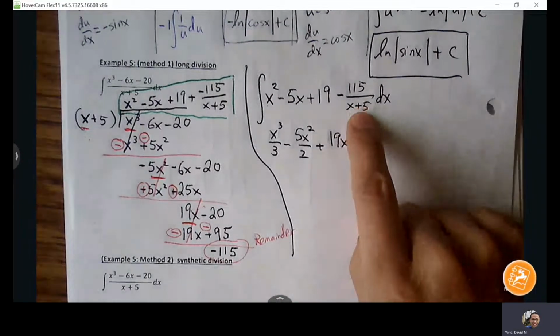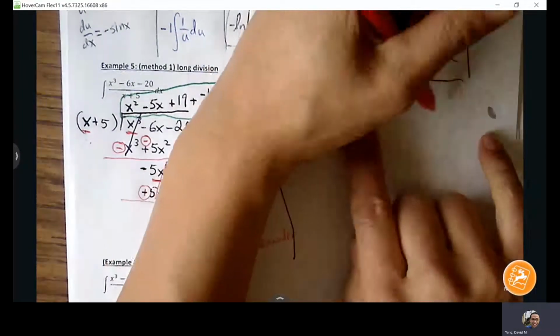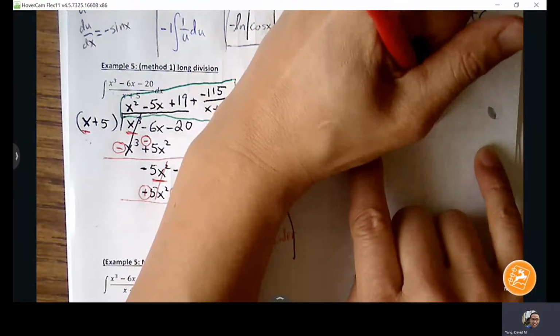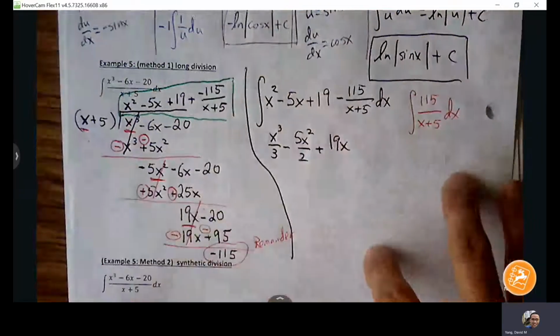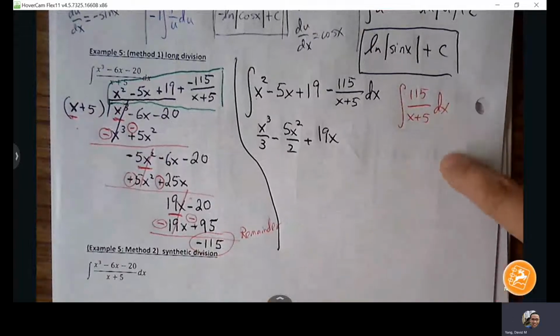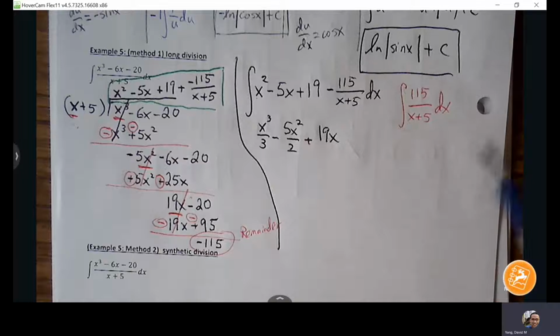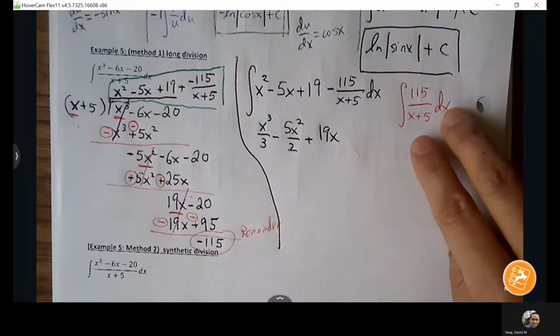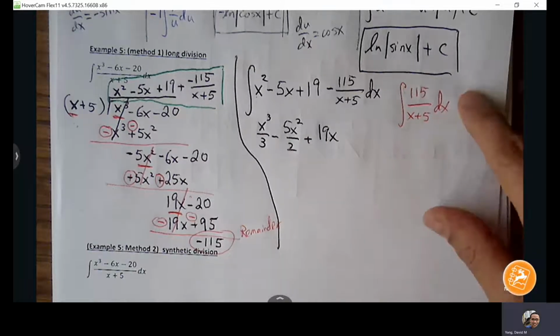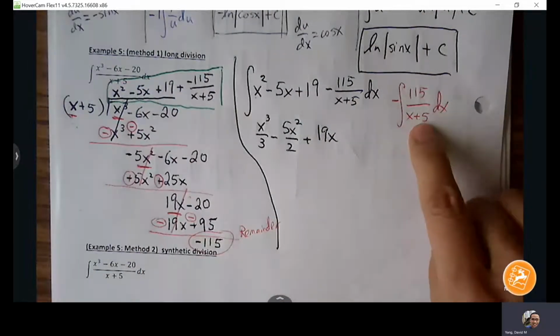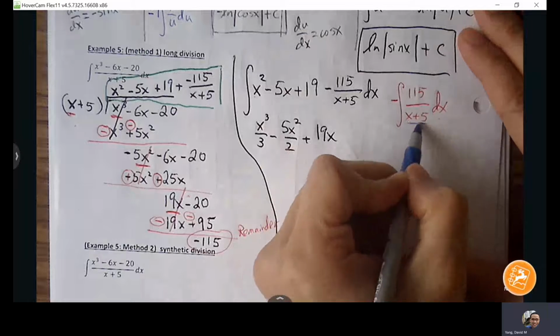Okay, now let's step to the side and handle this problem separately. We'll do integral of 115 over x plus 5. Like I said, this is a relatively easy U substitution problem, right? We can't expand this out. There's too many terms in the denominator. But what's our U value here? Yeah, that's true. We can bring that negative 115 along with it. Okay, U value is x plus 5.